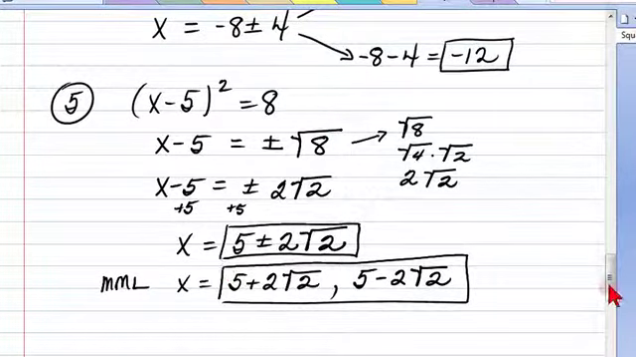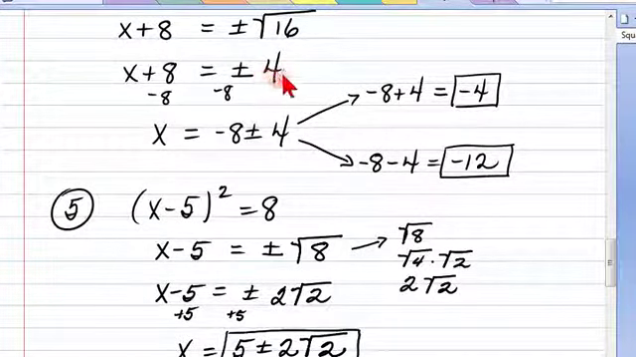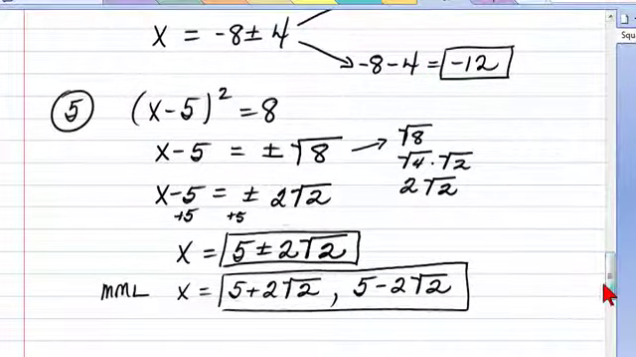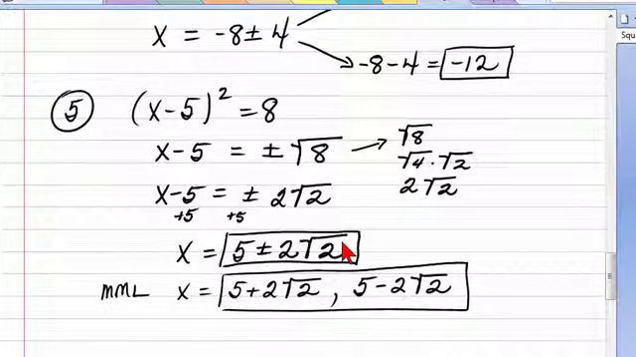Now, if you go back up, why was this so different than number 4? The number sitting on the right-hand side in number 4 was a rational number, a plain old number, no radical sign. So I could perform the arithmetic, and I did. But in number 5, it's a radical expression, which means I can't combine it. Math Lab wants it written like this. I'm fine with you leaving it combined. Does that make sense? Okay.